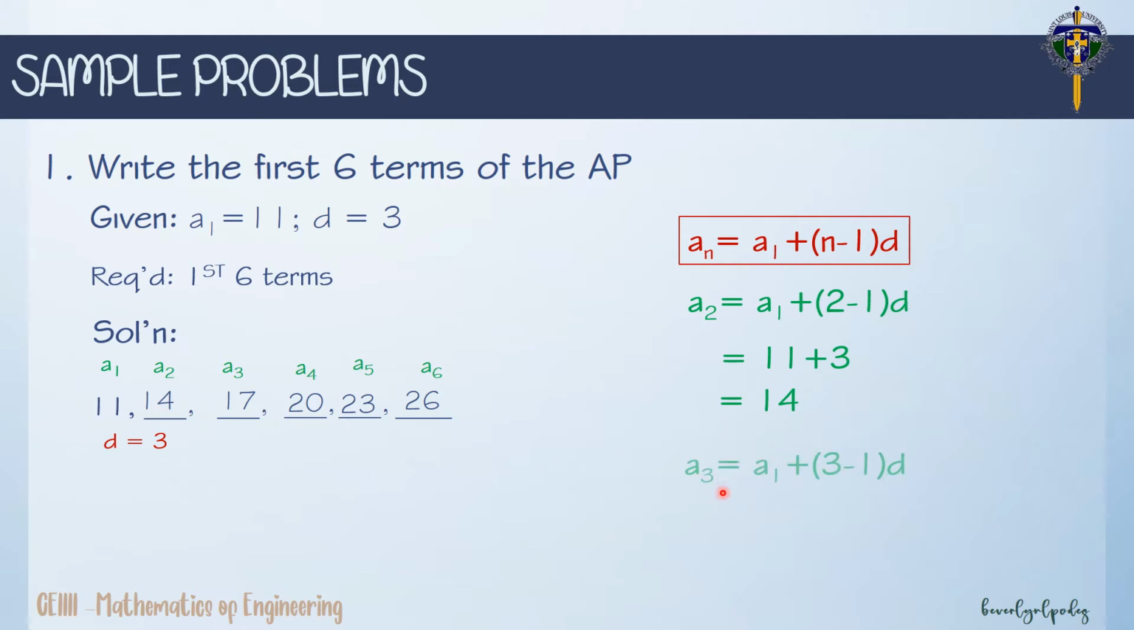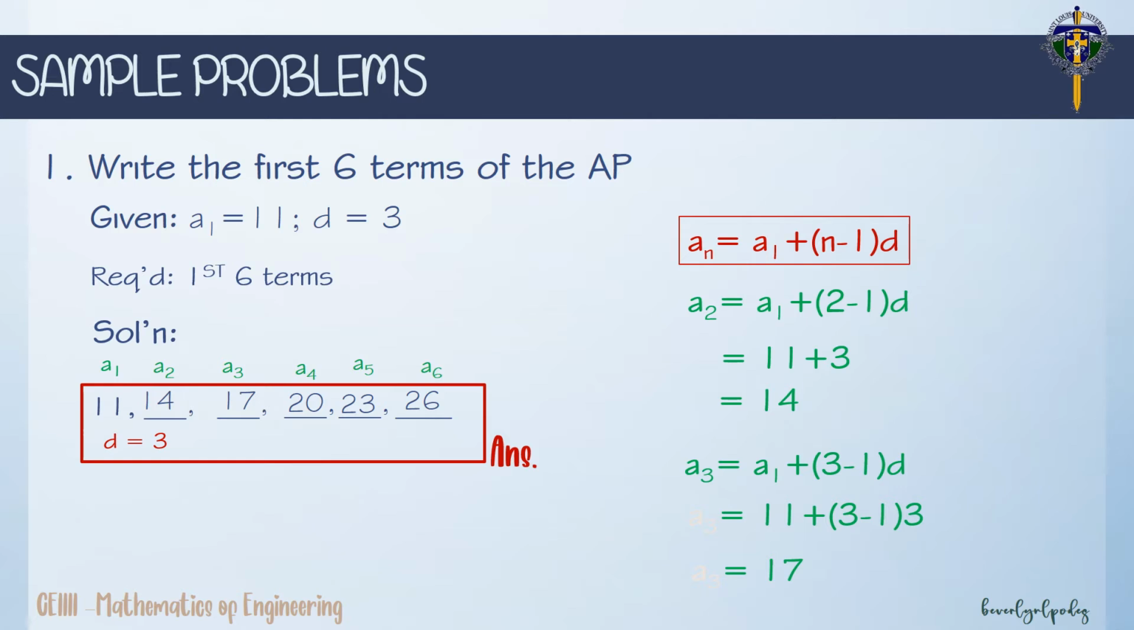Next, considering the third term, a3. a3 is equal to a1 plus 3 minus 1 multiplied by the common difference, which is d. So again, a1 is 11. 3 minus 1 multiplied by the common difference, which is 3. So a3 is equal to 17. So we also have the same value for the third term as in our particular solution a while ago. You can continue this to get the values of a4, a5, and a6, but eventually you would arrive at the same values, 20, 23, and 26. So therefore, this is now our answer.